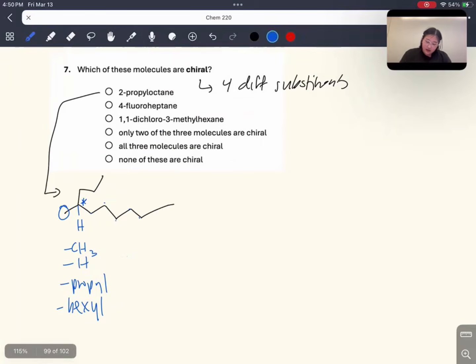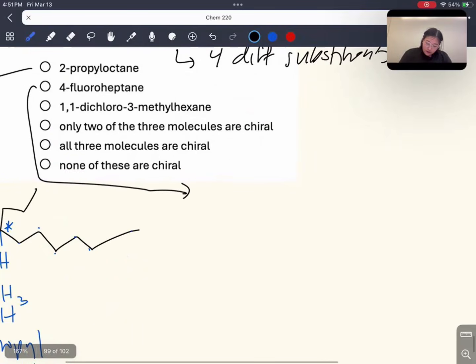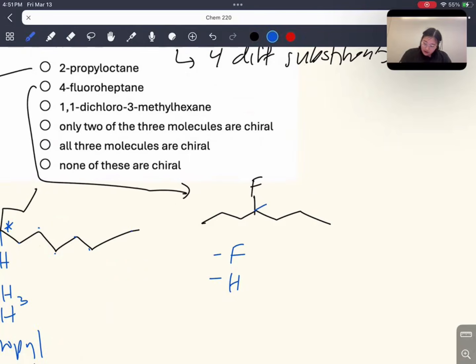The second option is 4-fluoroheptane. So let's draw that out. So 1, 2, 3, 4, 5, 6, 7. So at carbon 4, we have an F group. And so I'm going to look to see what different groups I have. So I have a fluorine, I have a hydrogen, I have a 1, 2, 3, a propyl group, but I also have another propyl group.